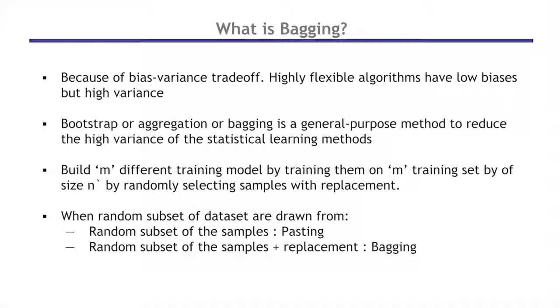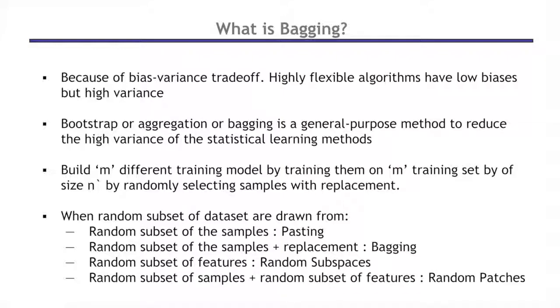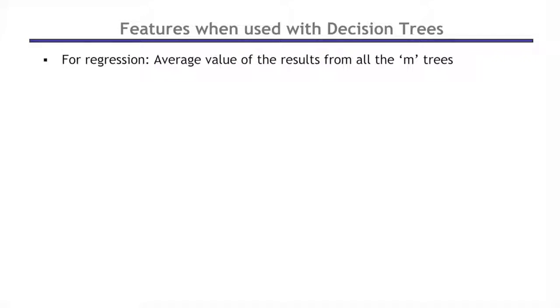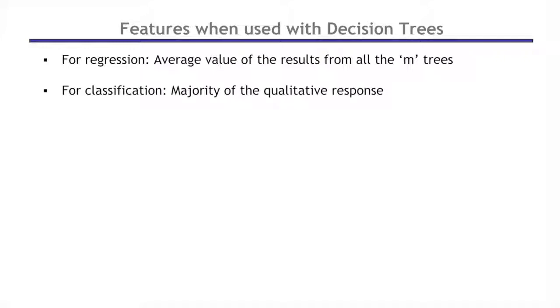Depending on the selection and replacement policy, the name is decided. So be careful to name your ensemble method clearly. Bagging can be used for regression and classification. When we're using it for regression, we take the mean of all the results from the m trees. And when we perform classification, we perform voting, soft or hard, to find the output class.